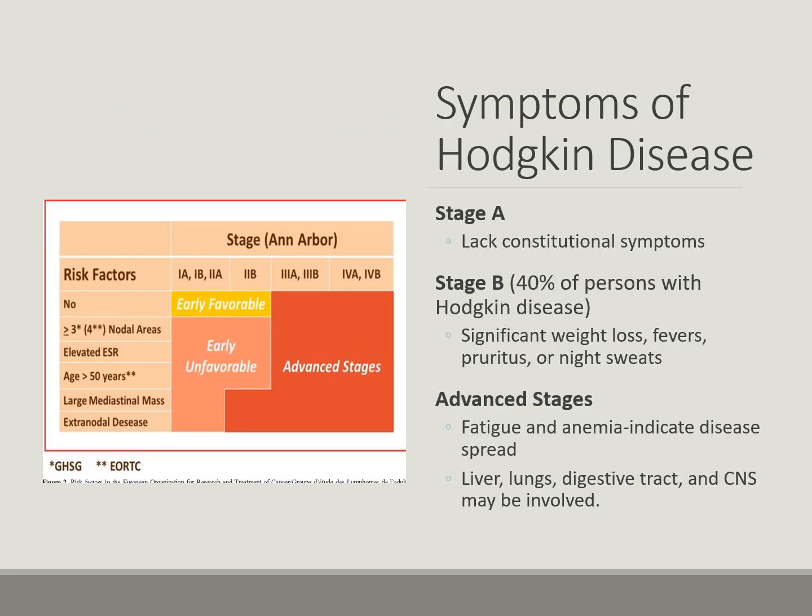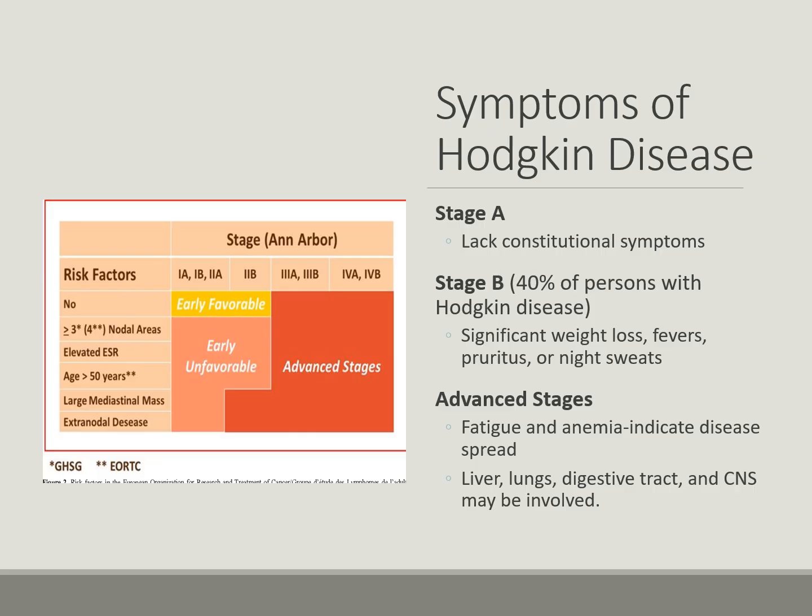So symptoms of Hodgkin's lymphoma. In stage A of Hodgkin's lymphoma, there's usually no constitutional symptoms at all. There may be some enlarged lymph nodes if the patient even notices them, but they're usually painless. Really nothing showing up there. Sometimes we may discover Hodgkin's lymphoma on just a routine chest x-ray for something else, and we may note a mediastinal mass.